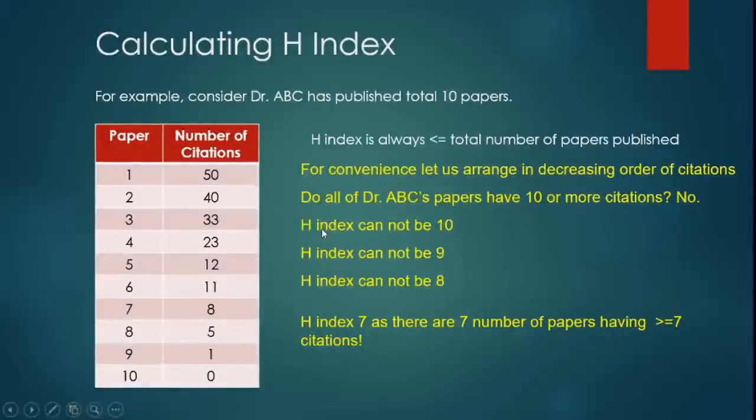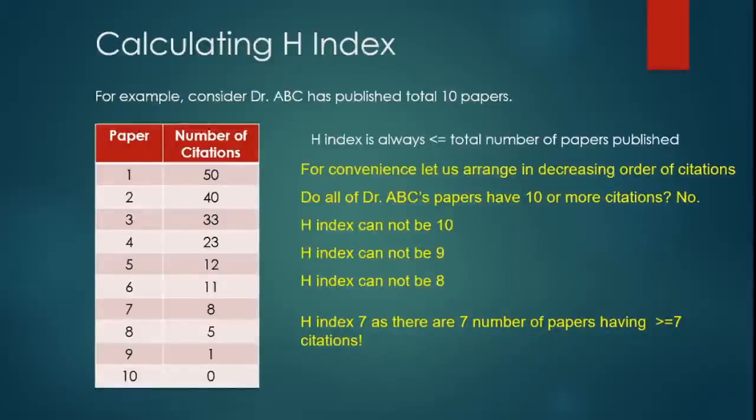So the h-index for Dr. ABC will be 7, because 7 of his papers among the 10 papers have citations greater than or equal to 7. So the h-index of Dr. ABC is 7. Suppose we take another example. Suppose I have 20 publications and 10 of my papers have got citations of 10 or more. So my h-index will be 10.